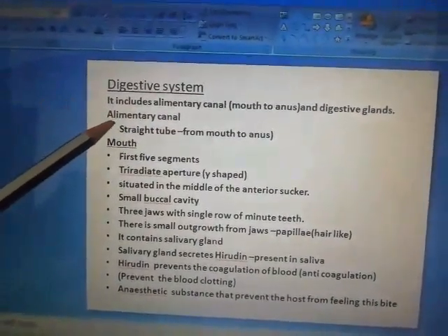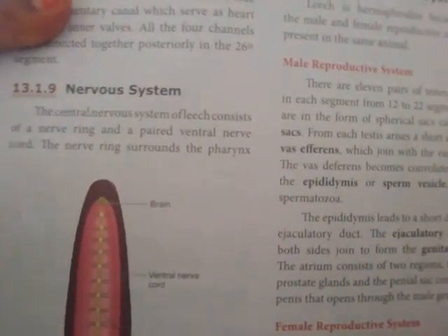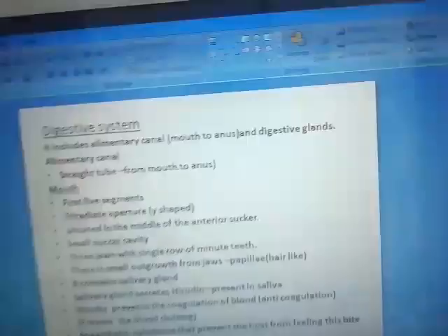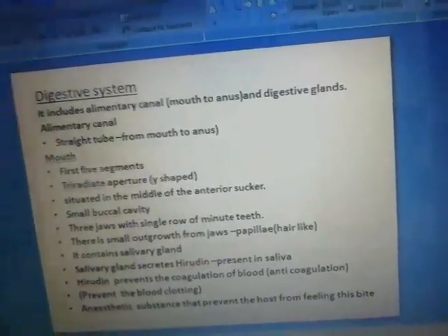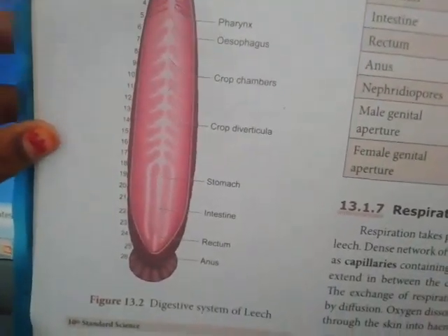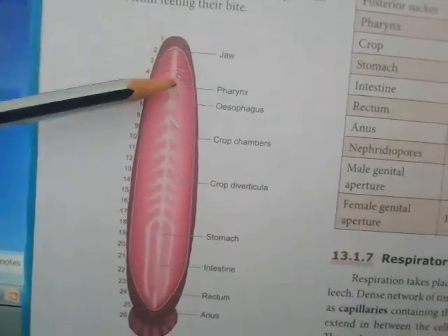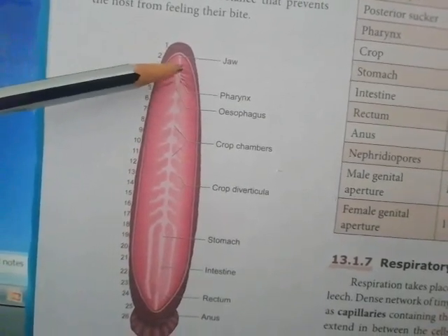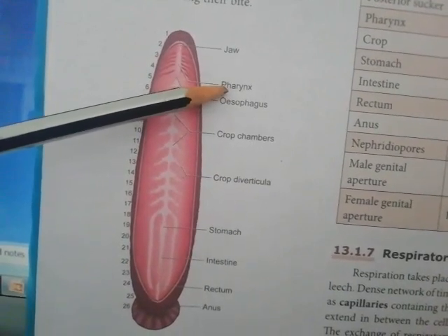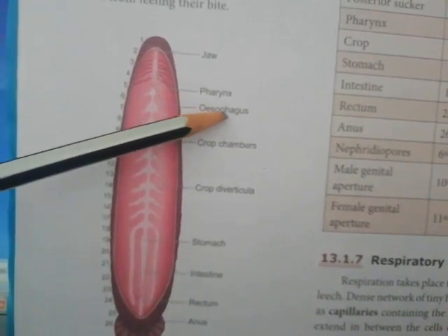First we can see the alimentary canal. This is the digestive system of leech. In your book, page number 190, you can see it. There are 3 jaws. Here, only in the first 5 segments the mouth is present. Next to the mouth is the pharynx, a common passage for food and windpipe. Next one is the esophagus, it is a food pipe.